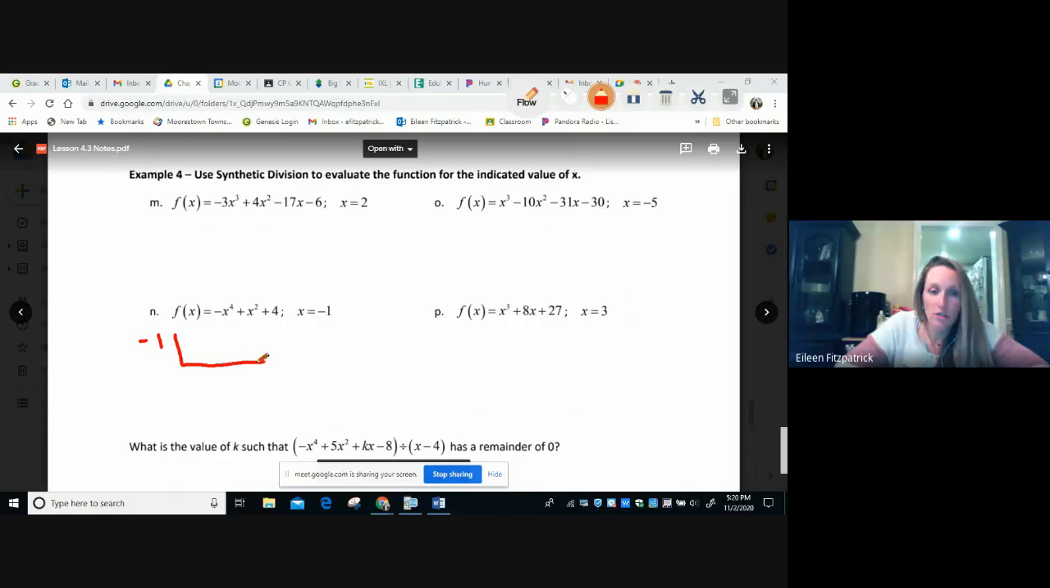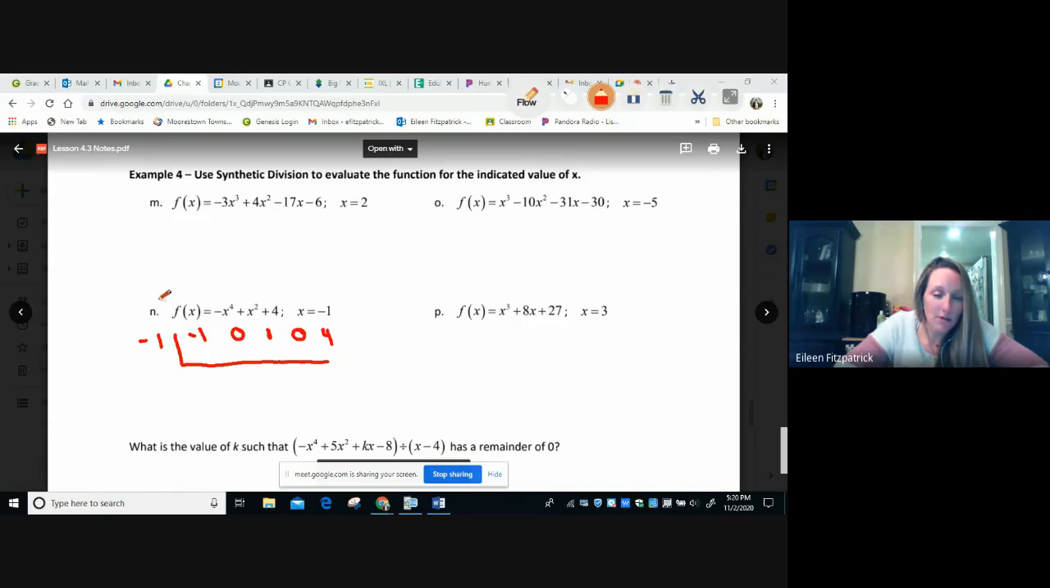The coefficients of your dividend are -1. And then notice it goes from x to the 4th to x squared, so it's missing an x cubed. So I'm going to put a 0 in as a placeholder for that x cubed. Then I put a 1 in for the x squared term. I'm missing an x term, so I'm going to put a 0. And then my constant is a 4. Those placeholders are super important.